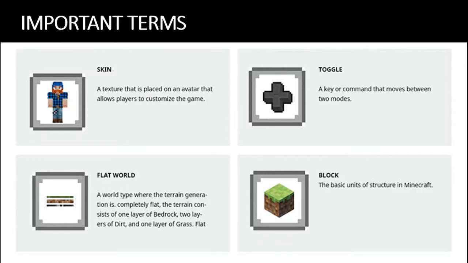A flat world means a world type where the terrain generation is completely flat. The terrain consists of one layer of bedrock, two layers of dirt, and one layer of grass. We suggest that you begin mining or creating inside Minecraft using a flat world. What is a block? A block is the basic unit of structure in Minecraft.